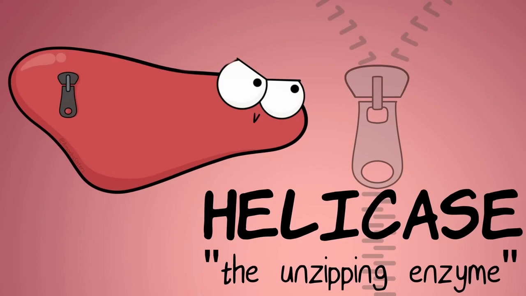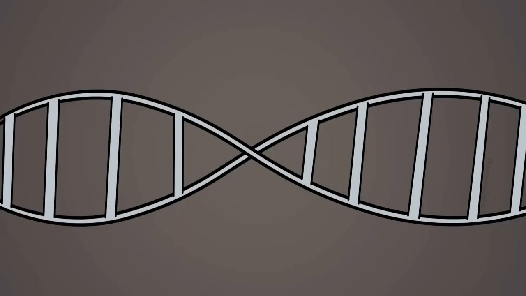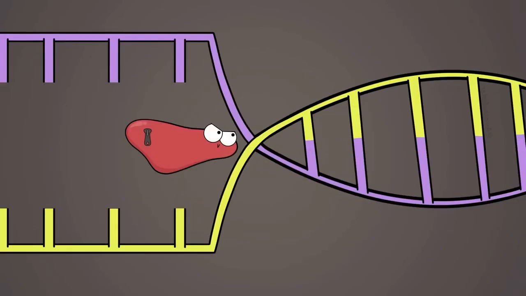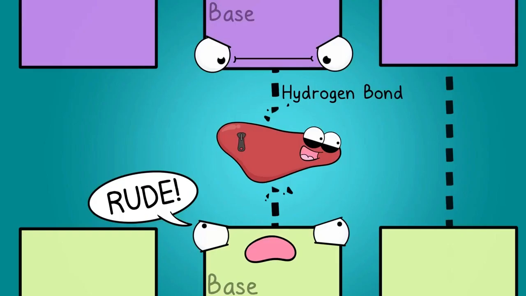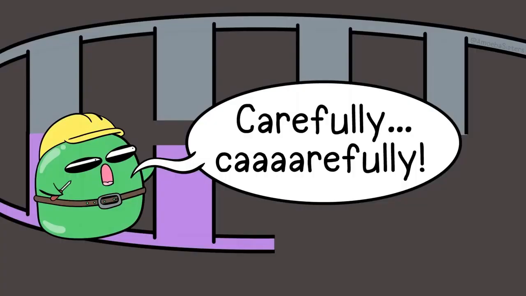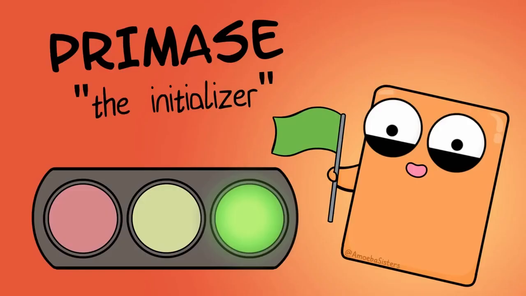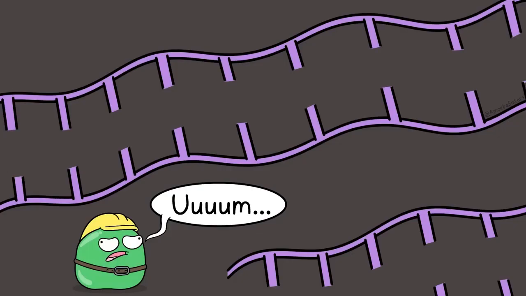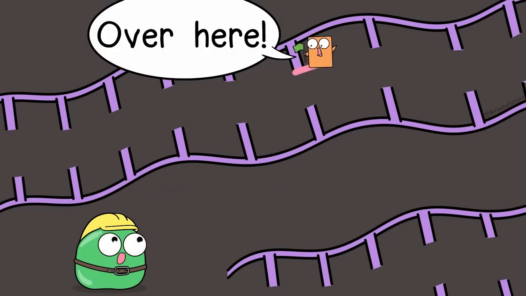Helicase, the unzipping enzyme. If you recall that DNA has two strands, you could think of helicase unzipping the two strands of DNA. Helicase doesn't have a hard time doing that. When unzipping, it breaks through the hydrogen bonds that hold the DNA bases together. DNA polymerase, the builder. This enzyme replicates DNA molecules to actually build a new strand of DNA. Primase, the initializer. With as great as DNA polymerase is, DNA polymerase can't figure out where to get started without something called a primer.